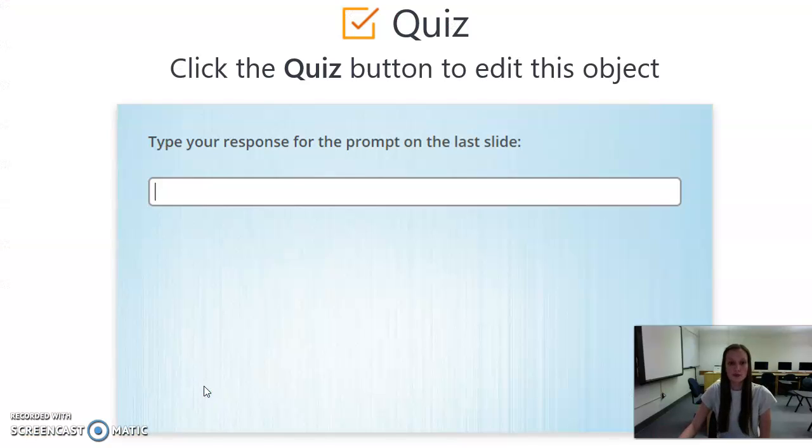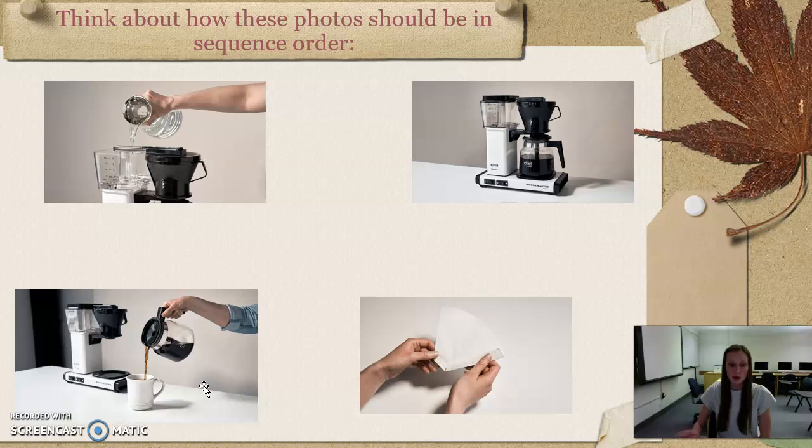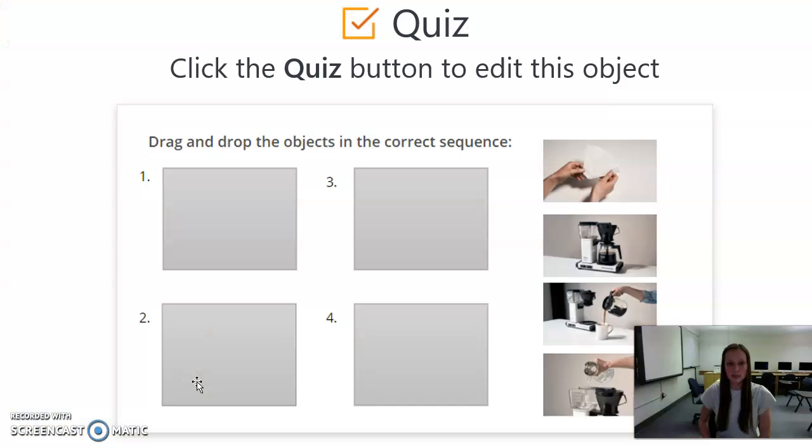So this is where the students would respond to the prompt from the previous slide. After completing this prompt, the students would then learn about how photos should be in sequence order. So the point of this slide was to discuss how in life there is sequence and order to everything we do. For example, making a cup of coffee. So how this relates to scrapbooking is that your photos want to be placed in sequence order. So they were tasked to put these photos in the correct order. And this was done by dragging and dropping the photos in the correct boxes.